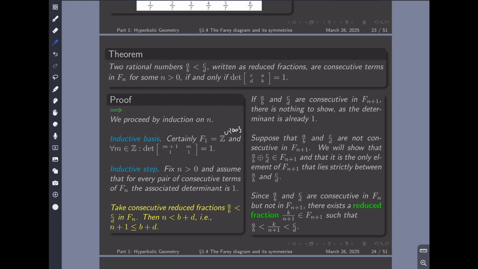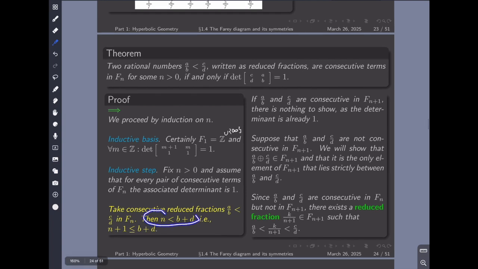If I take two consecutive terms in Fn, of course, no other rational number between them belongs to Fn. In particular, their naive addition is not in Fn. So this means that the denominator of their naive addition is bigger than n. So that's what I'm saying here, which of course means this.